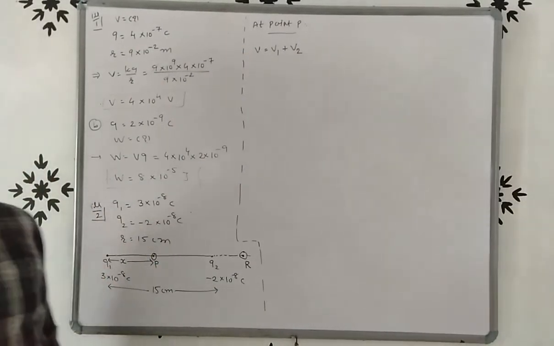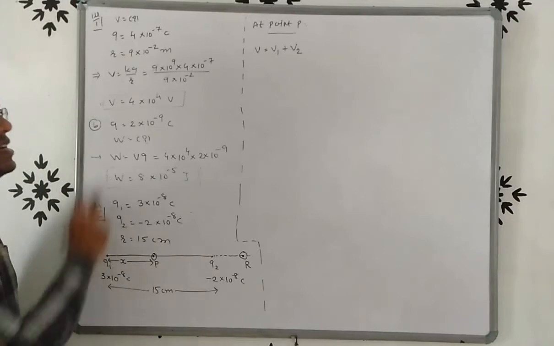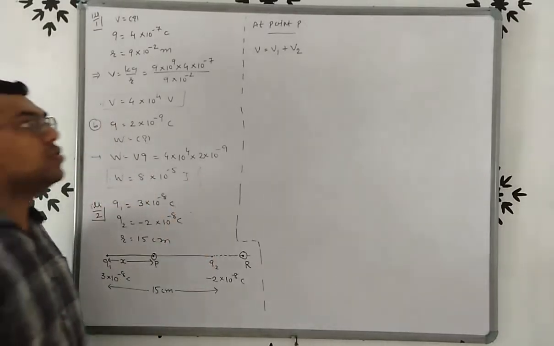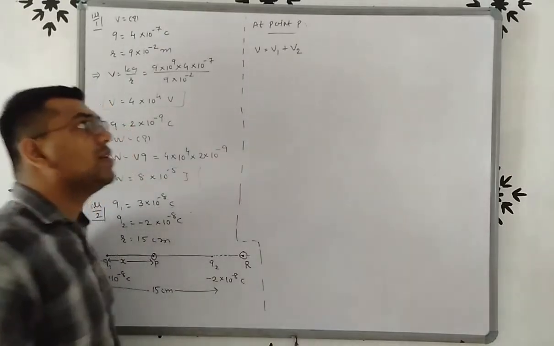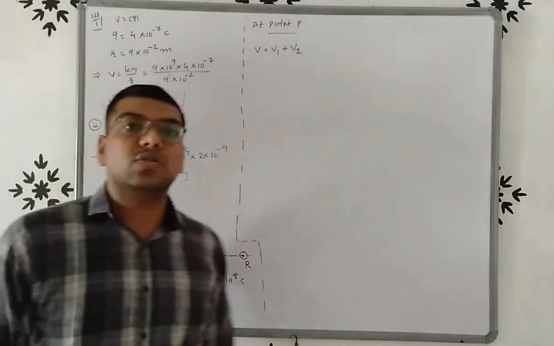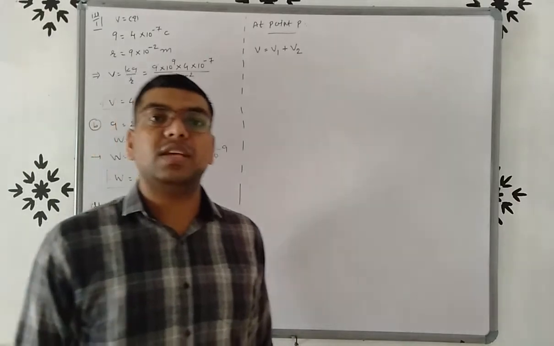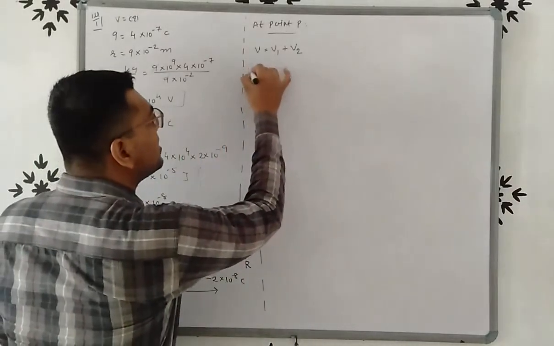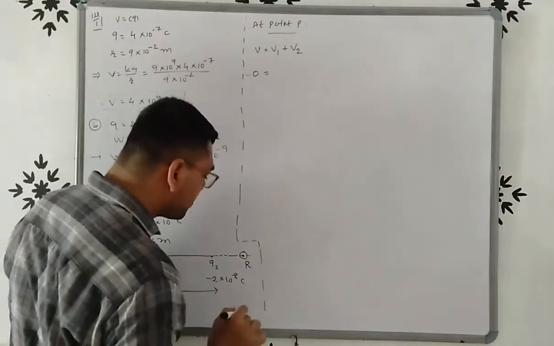So potential at point P due to Q1 is V1 and at point P due to Q2 is V2. So total potential V is equal to V1 plus V2. We know the formula of potential: V is equal to KQ by R. So here the total potential is 0, right?